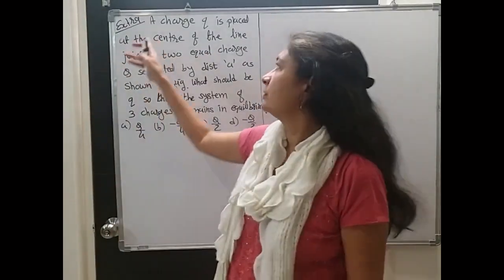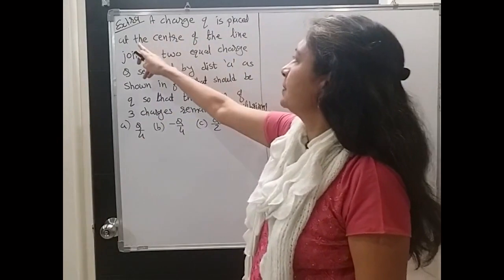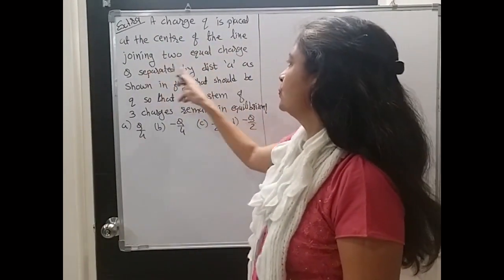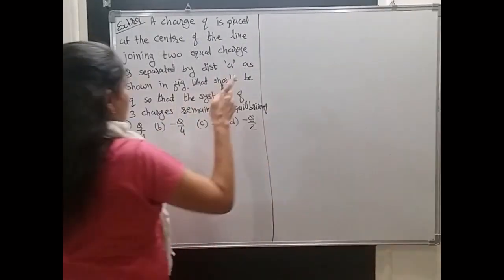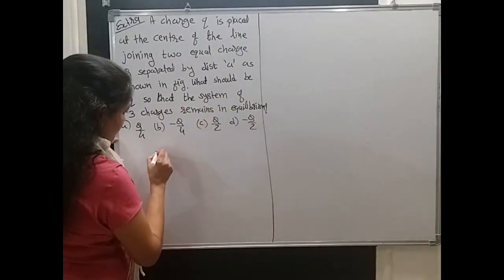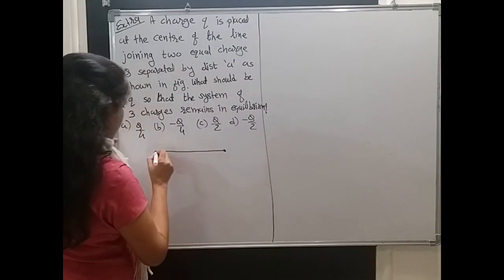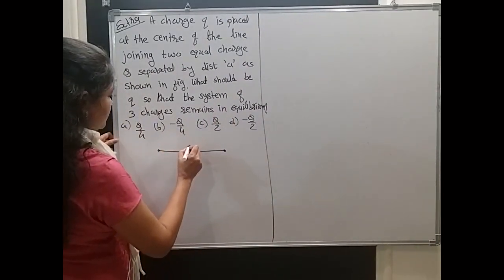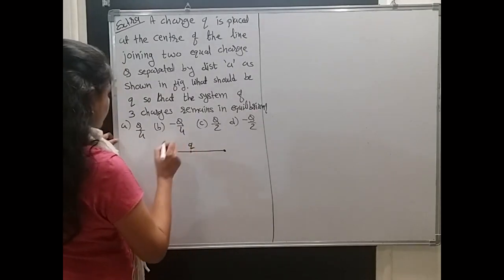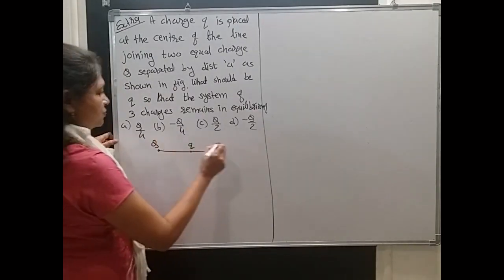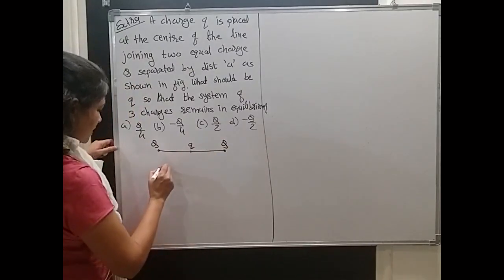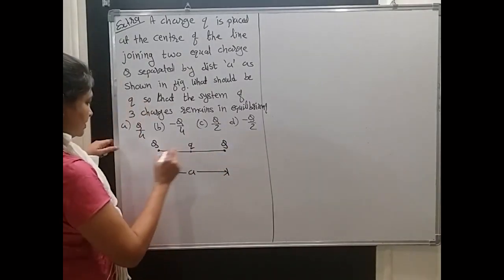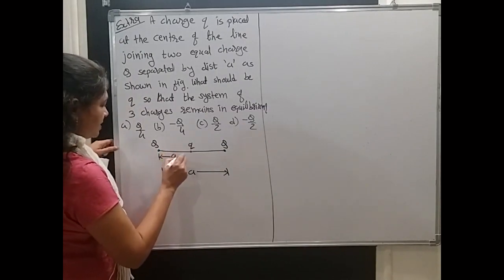Here is the question. A charge Q is placed at the center of the line joining the two equal charges Q separated by distance A as shown in figure. So figure is somewhat like this. Here we have charge Q at the midpoint, and here these two charges Q and Q are separated by distance A. This is the midpoint, that means this distance will be A by 2.